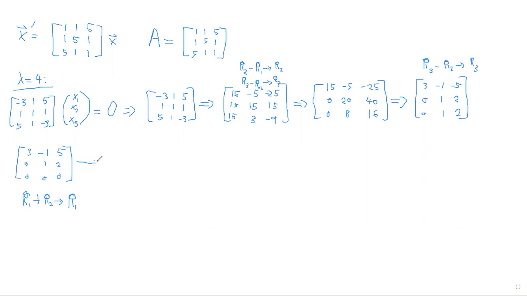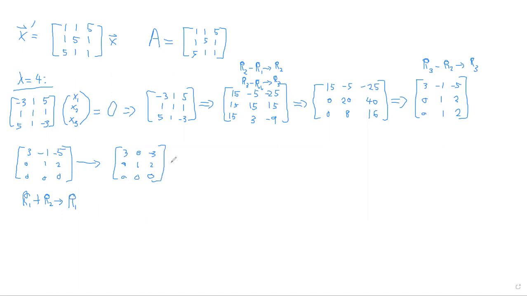And doing that, that gives you 3. Okay, so R1 plus R2. 3 plus 0 is 3. -1 plus 1 is 0. I wanted to cancel this out. I have 5. Sorry, that should have been a -5. -5 plus 2 is -3. And then everything else stays the same. So 0, 1, 2, 0, 0, 0.